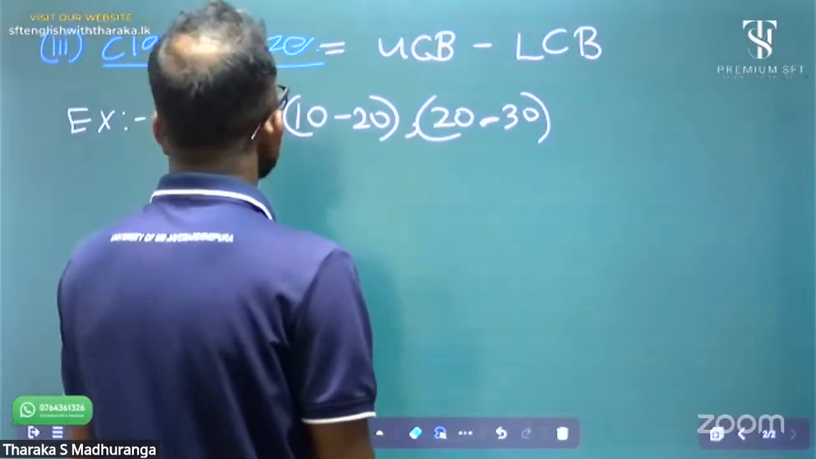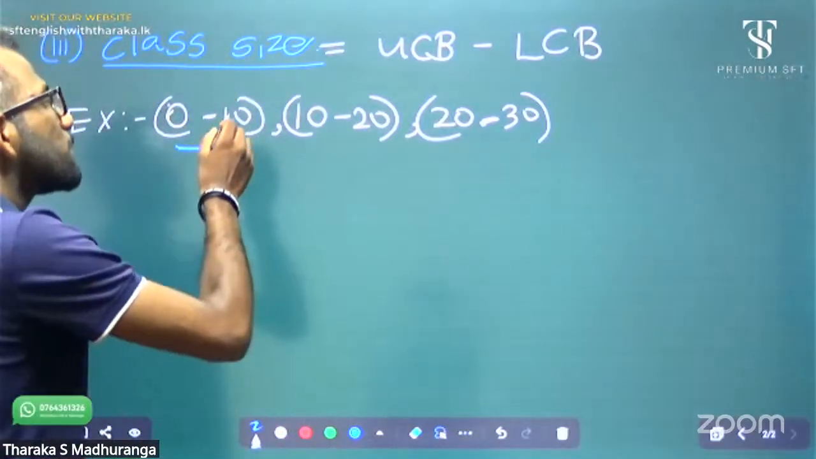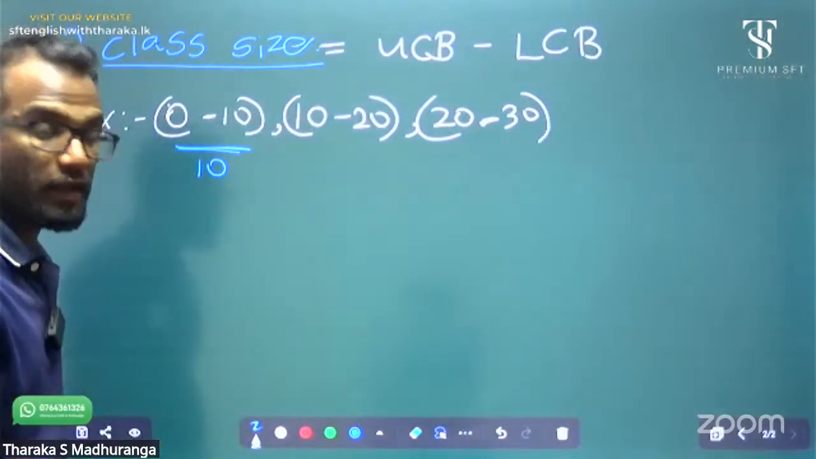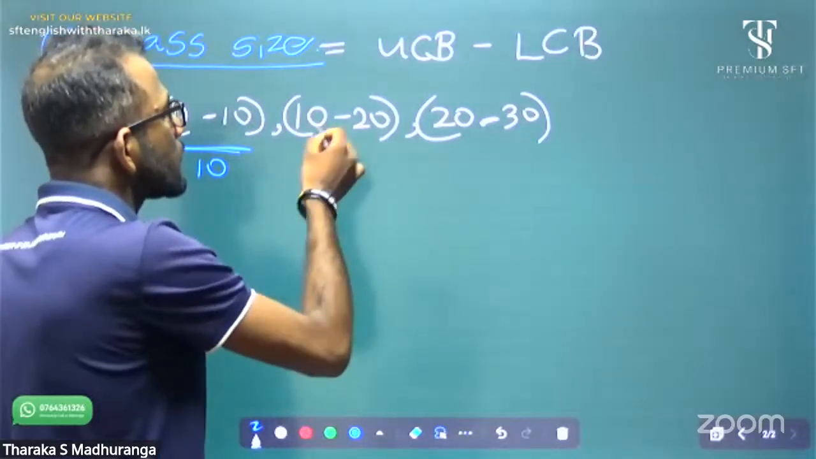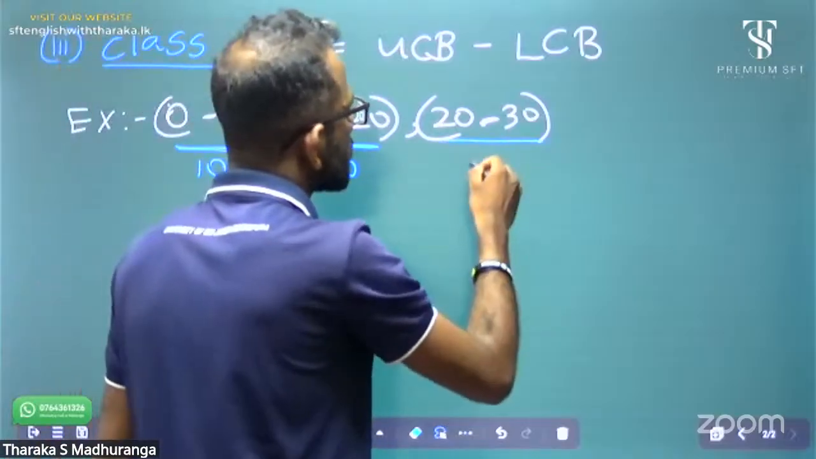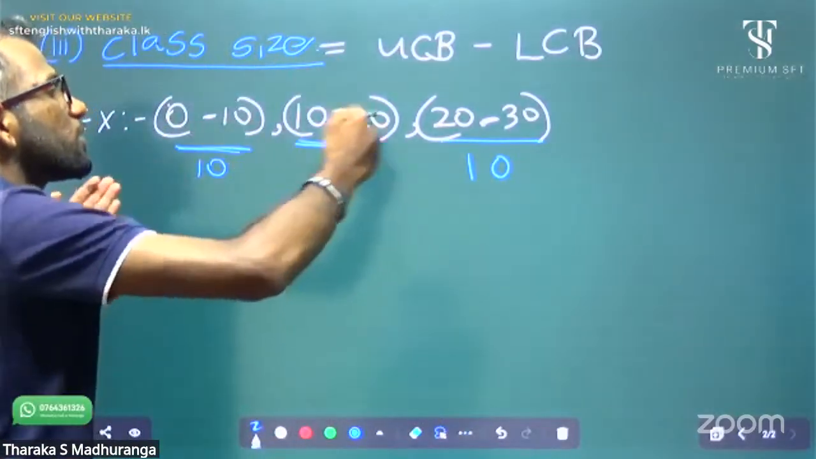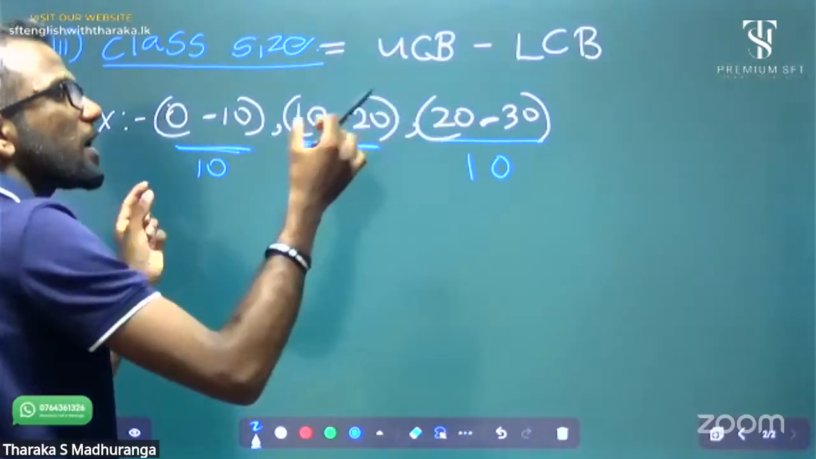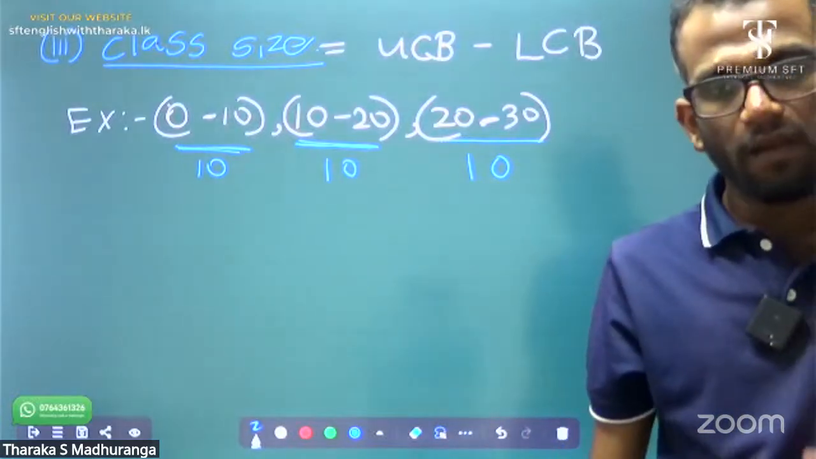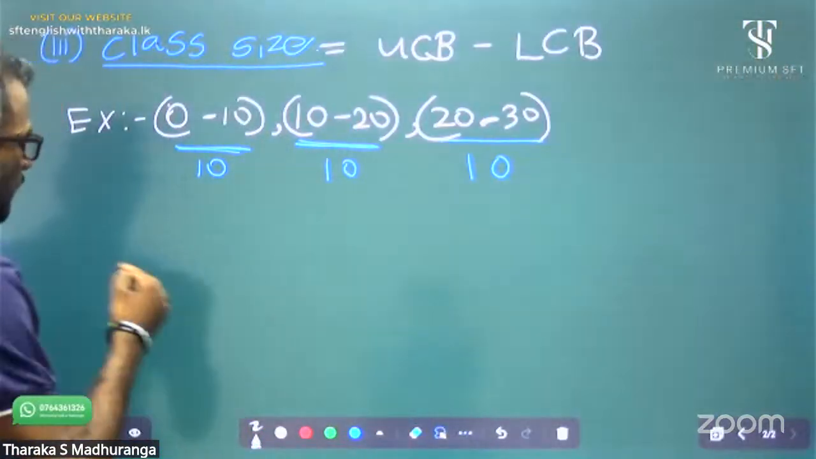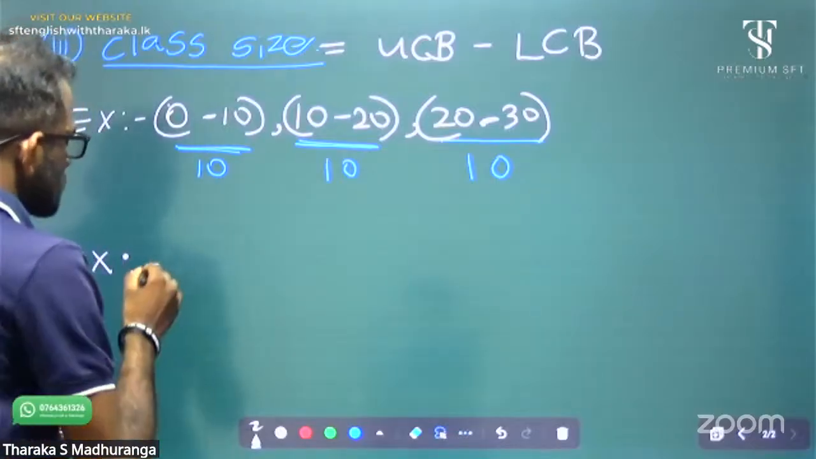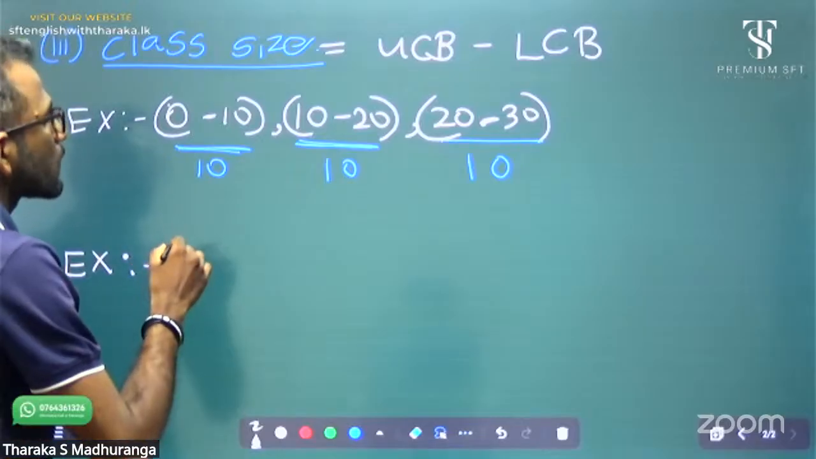How to get class size? For the first class, upper class boundary 10, lower class boundary 0, so the class size is 10. For the second class, 20 minus 10 is 10. For the third class, 10. This is a continuous group frequency distribution with class size 10. Let's get another example.